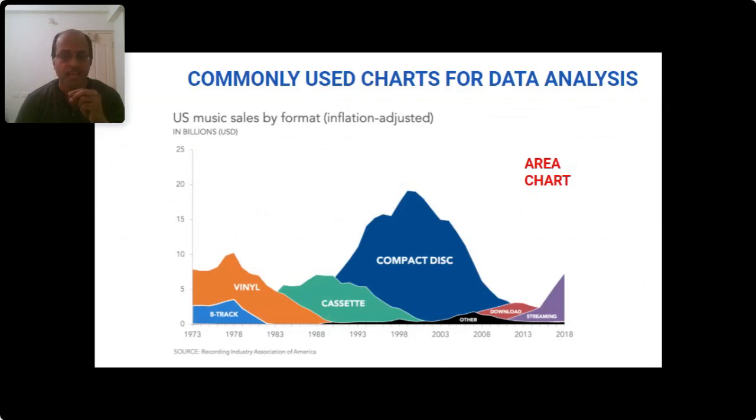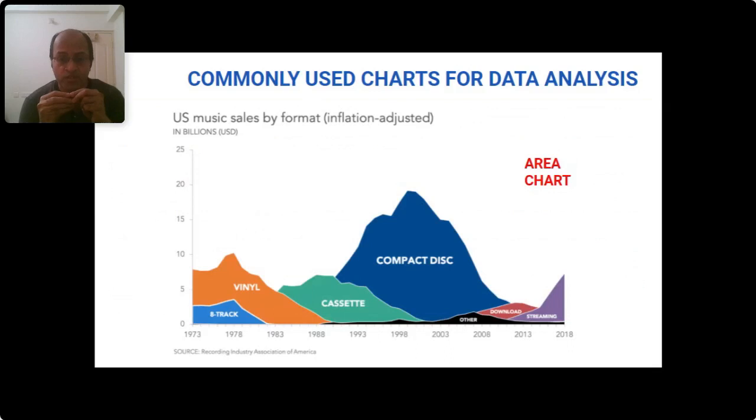As you can see, in the initial phases, there were only tracks, vinyl records, and cassettes. Between 1993 and 2008, compact discs were the most popular for music sales. But eventually, they got replaced by online streaming. So you directly listen to the song. You don't have to get all this and then listen to it.